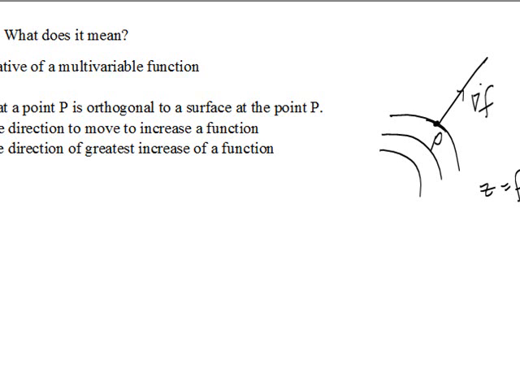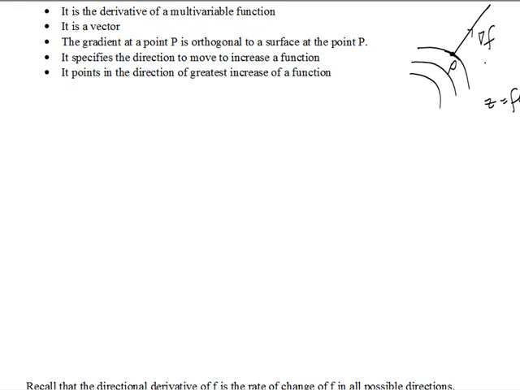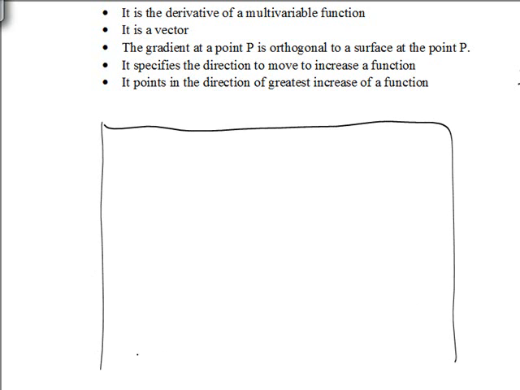Now here is the significance of the gradient. The gradient specifies the direction to move to increase a function. In other words, it points in the direction of the greatest increase of a function. This is very important. The gradient points in the direction of the greatest increase of a function. Let me explain what I mean by that. I'm going to do a little example here. So I have an oven. Let me draw my oven, okay? This is an oven. It's a special oven, so I'm going to call it Delia's oven.